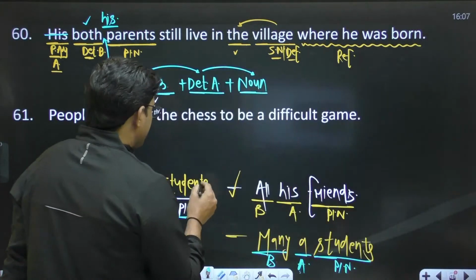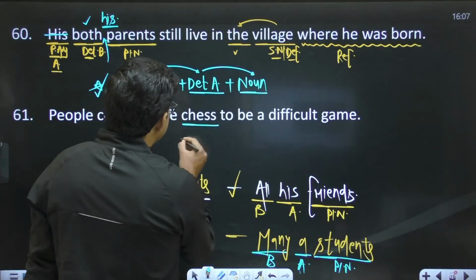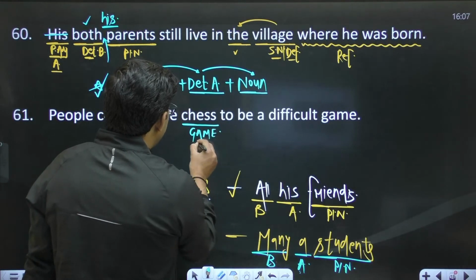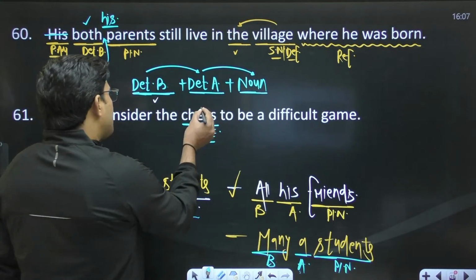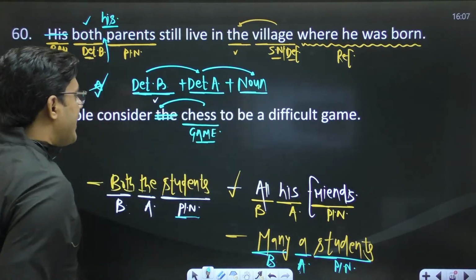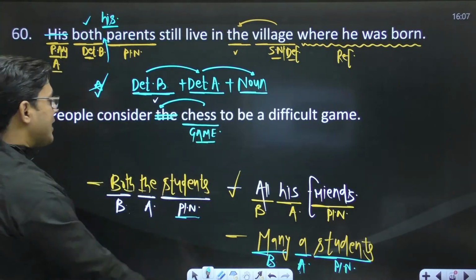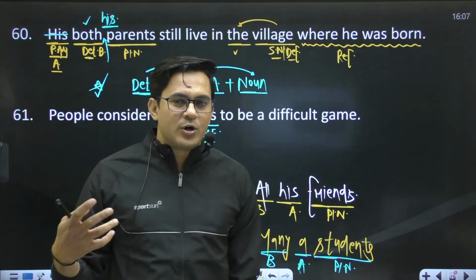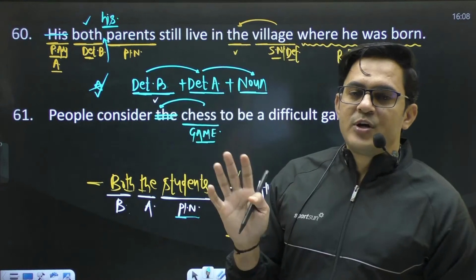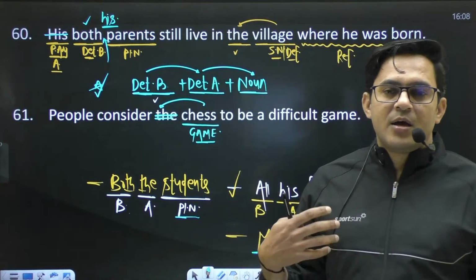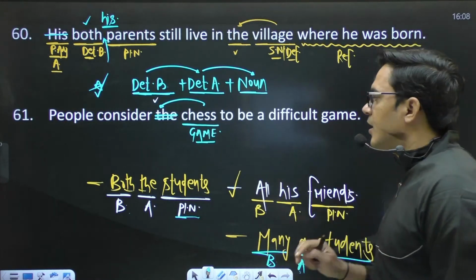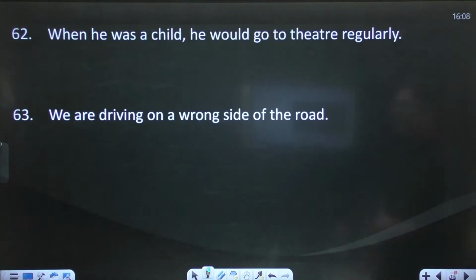Okay, in this sentence, this word chess is the name of a game, right? Don't use the article "the" before any name of a game. Like, we don't say the cricket, the football, the badminton. We don't speak like this. We just say cricket, football, or badminton, right? Okay, move to the next sentence.